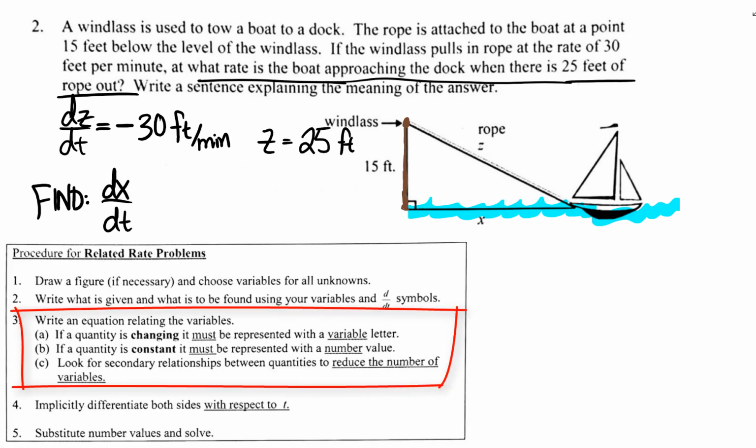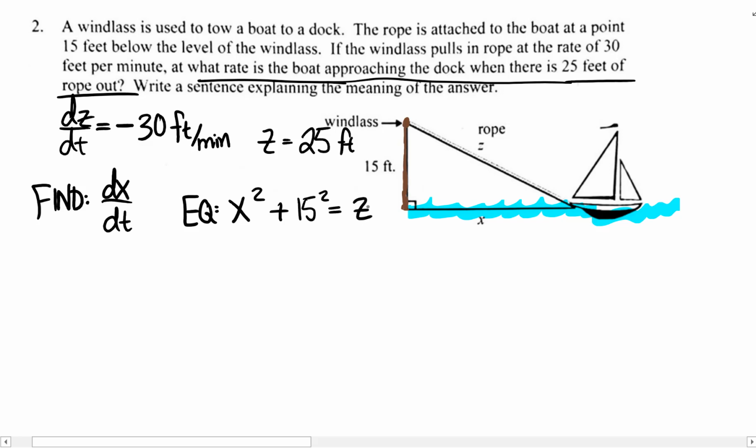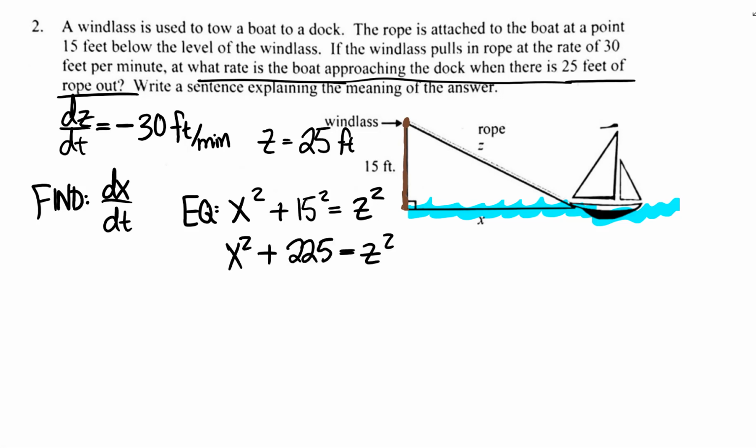Where's my equation? Do you have a way to relate the side lengths of a right triangle? I believe you do. It's called the Pythagorean theorem. a squared plus b squared equals c squared. So x squared plus 15 squared equals z squared. The sum of the squares of the legs is equal to the square of the hypotenuse. And I could simplify it by squaring 15. So now I have an equation that relates the variables that I'm using, x and z.